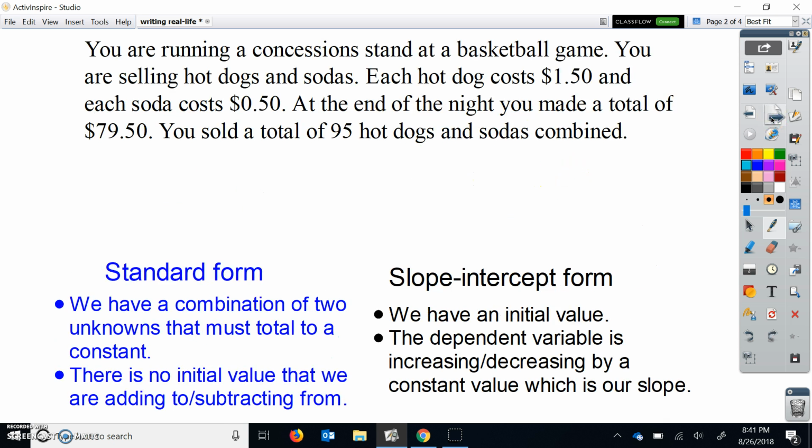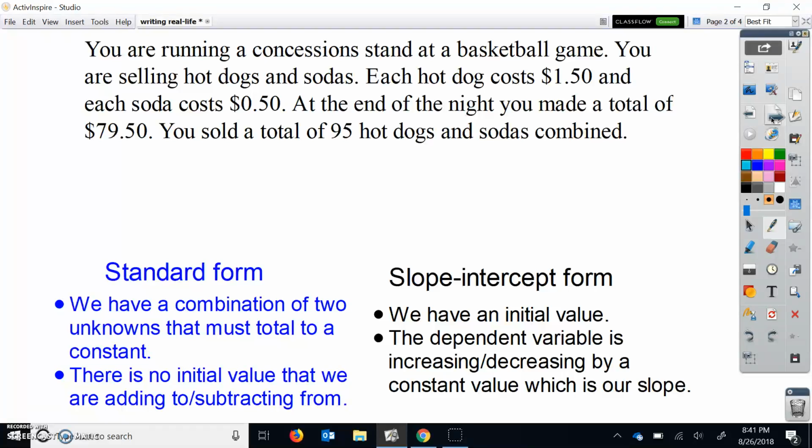Here we go. You're running a concession stand at a basketball game. You're selling hot dogs and sodas. Each hot dog costs $1.50, and each soda costs 50 cents. At the end of the night, you made a total of $79.50. You sold a total of 95 hot dogs and sodas combined.